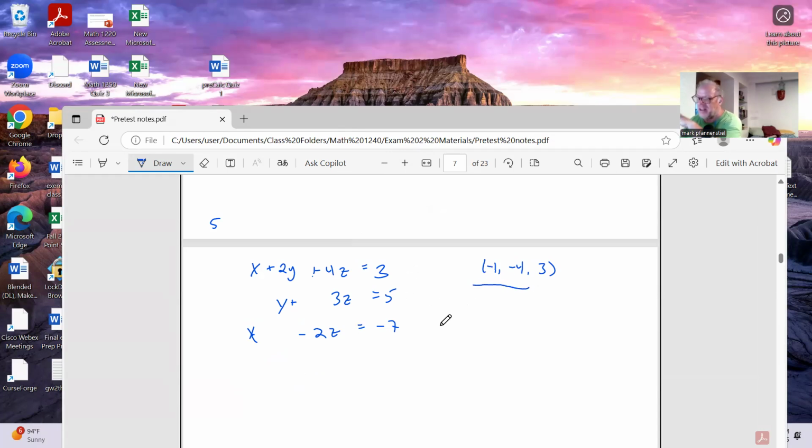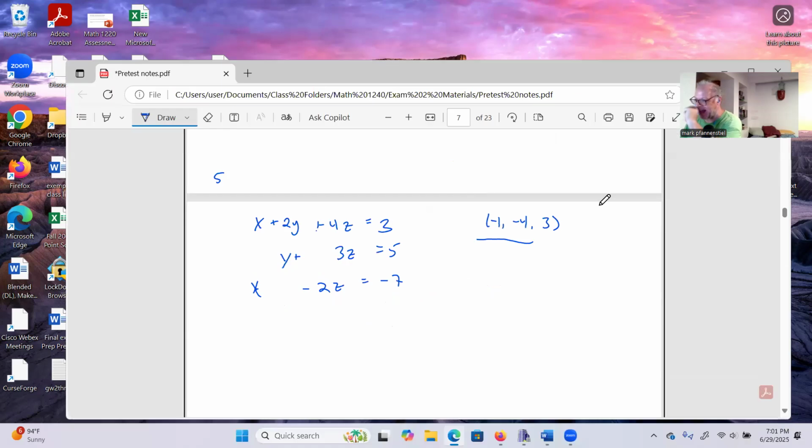What I'm asking you to do is prove it's a solution by using row operations to show me that the solution looks like this. Because of the way this is worded, I have a feeling that we actually have an infinite system or a dependent system, and we're going to see whether or not this actually works.